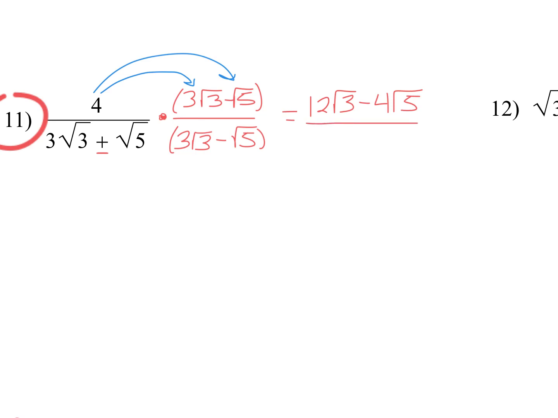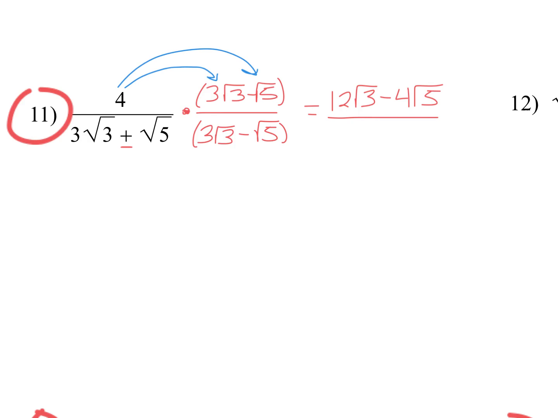And then on the bottom, what should happen on the bottom? They should cancel out, right? So if I FOIL, I have 3 square root of 3 times 3 square root of 3, which is 9 square root of 9. And then I have 3 square root of 3 times negative square root of 5. What'd you get for that?